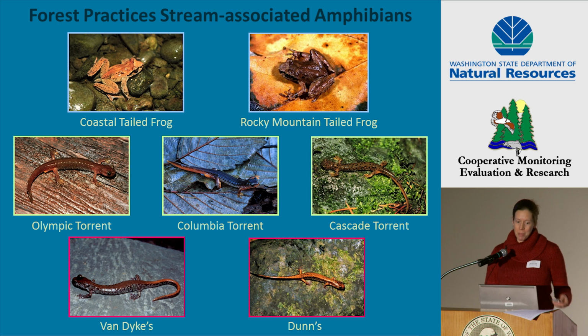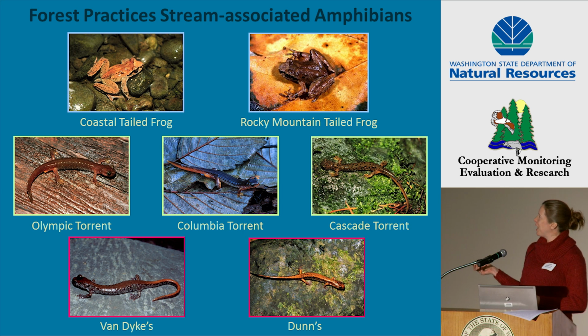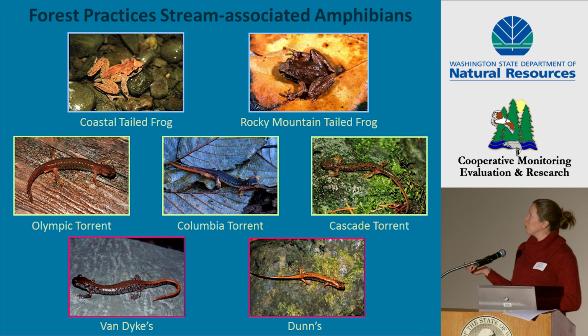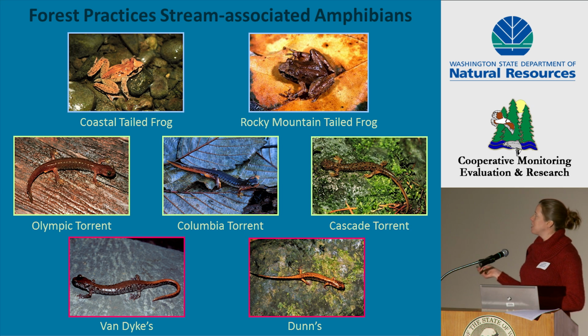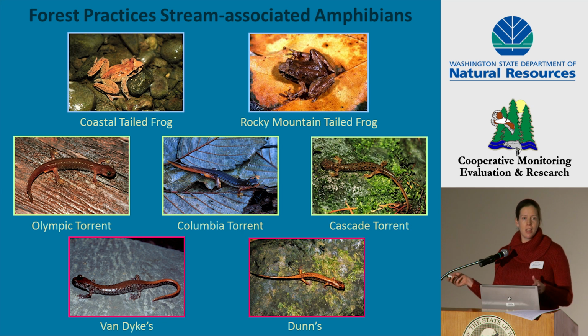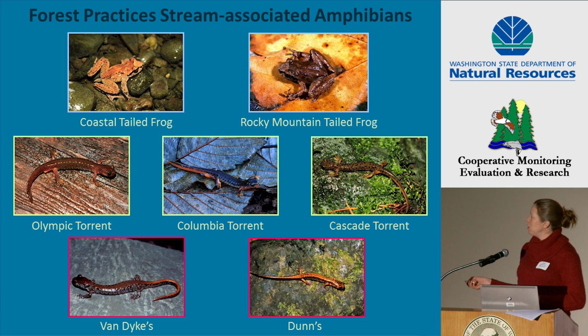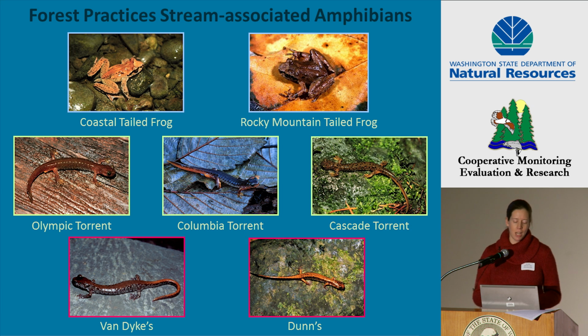And again, we've mentioned this several times, but to remind you, the ones that we were looking at for a response in this study included the coastal tailed frog and the 3 species of Torrent salamanders. The primary reason for excluding Rocky Mountain tailed frog is that it is found only in a very small portion of the state in the Blue Mountains of southeastern Washington and largely outside of the lands that are managed under forest practices rules.